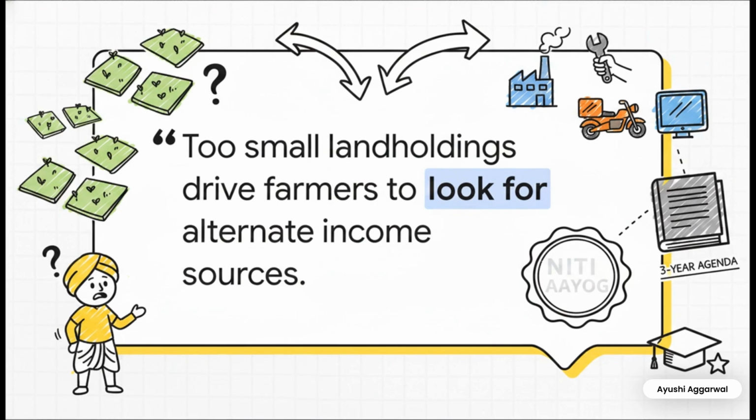And what's the real-world result of all this fragmentation? Well, small landholdings drive farmers to look for alternate income sources. That brilliant, sharp observation comes straight out of the Niti Aayog 3-year agenda. Let me tell you, casually dropping the Niti Aayog by name in your exam answers will absolutely impress the examiner. It proves you're completely up to speed with premier government think tank documents.